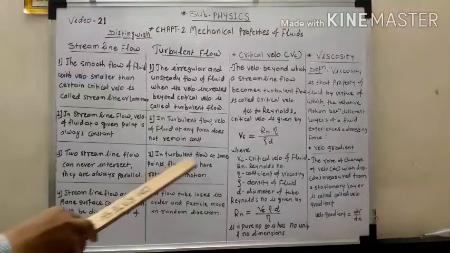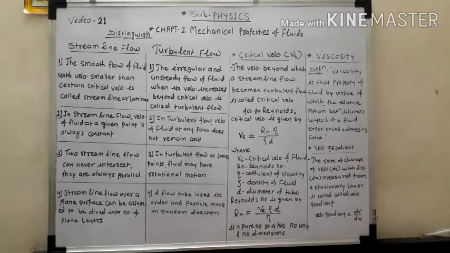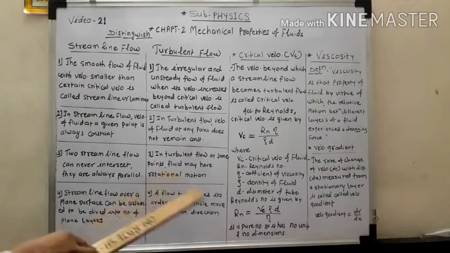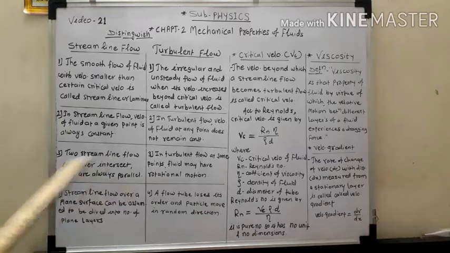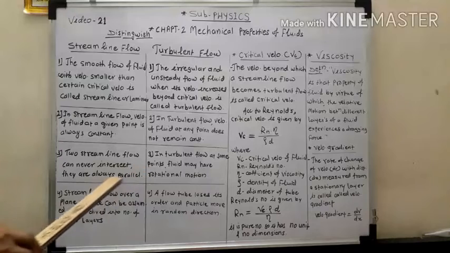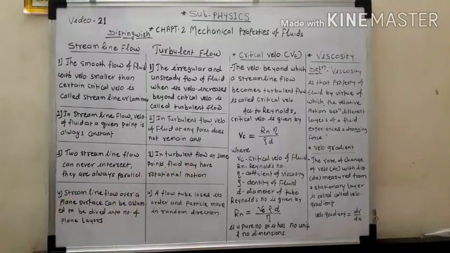And in turbulent flow, at some points, the fluid may have rotational motion. They form eddies. That means they are random, they are not steady. At some points they may have rotational motion, and in this way they are not parallel with each other because they move along with the rotational motion. This is the third one.